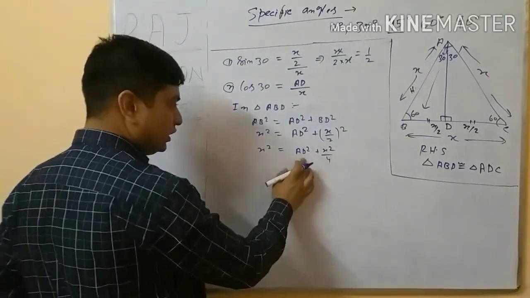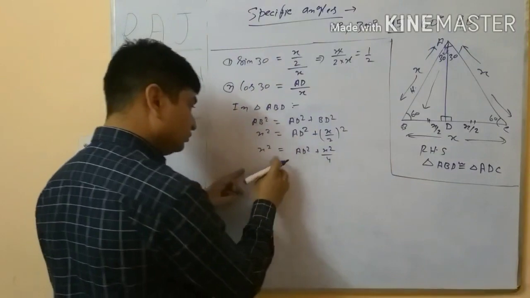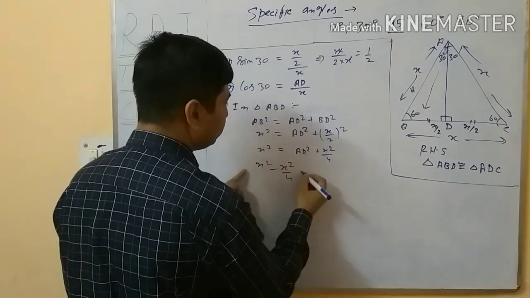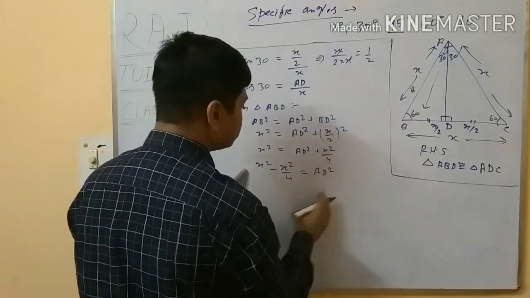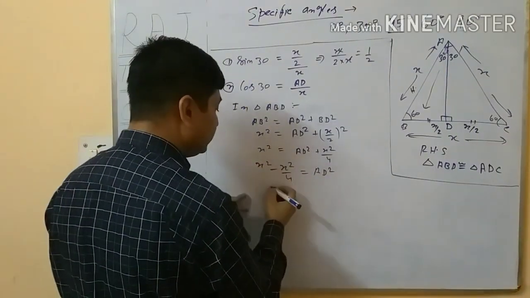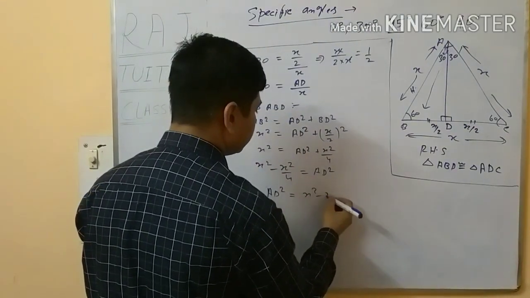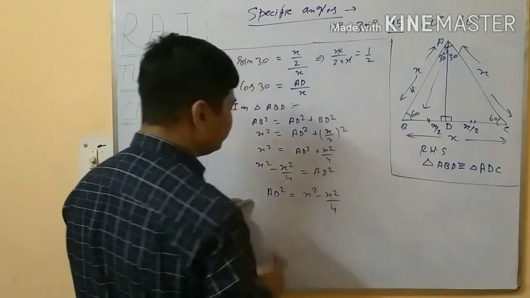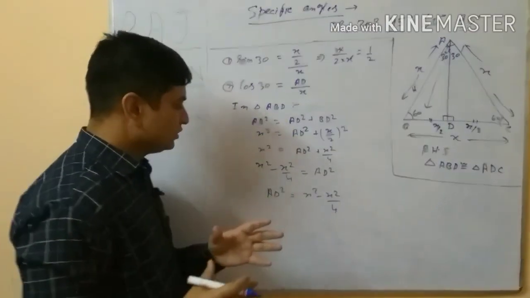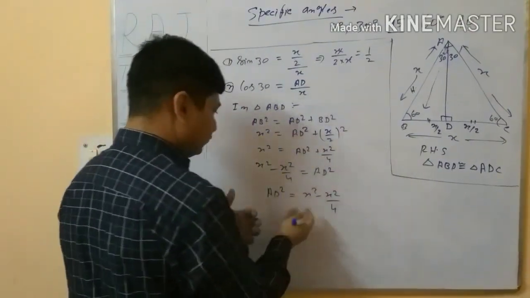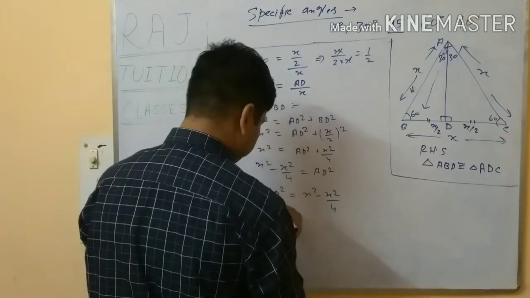So I need AD, I will transfer this here. It's very simple mathematical concepts. X square upon 4 equals AD square. Just flip it to make it traditional: AD square equals x square minus x square upon 4. You needn't flip it, but it's a traditional matter to write the unknown on the left hand side. So flip it to make it traditional.